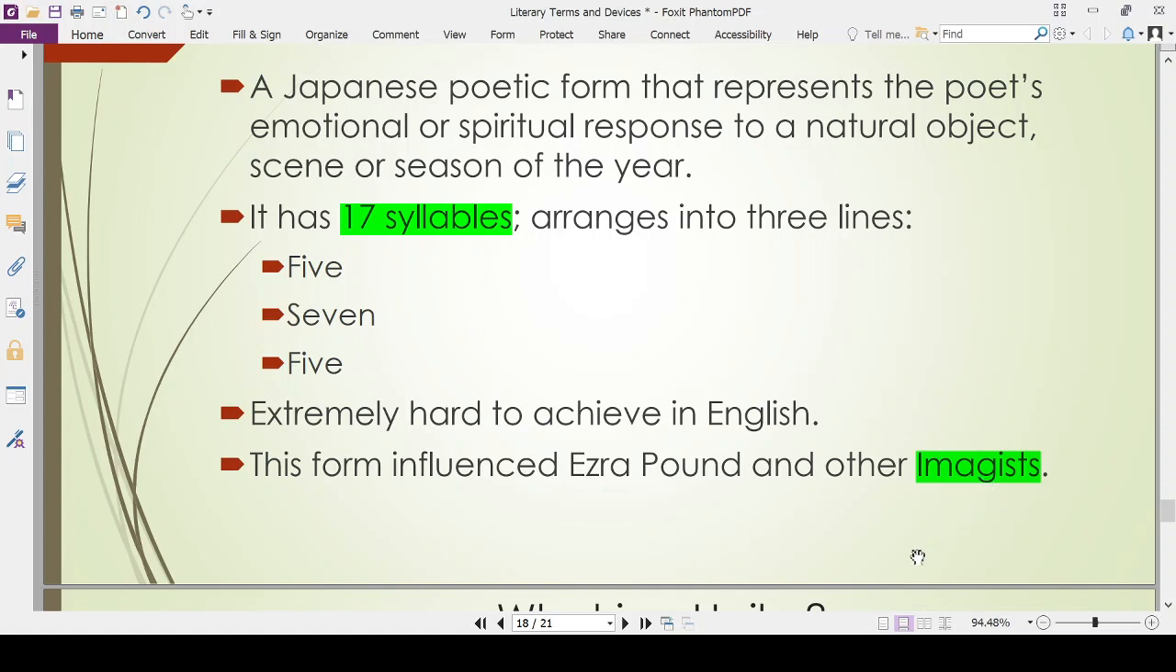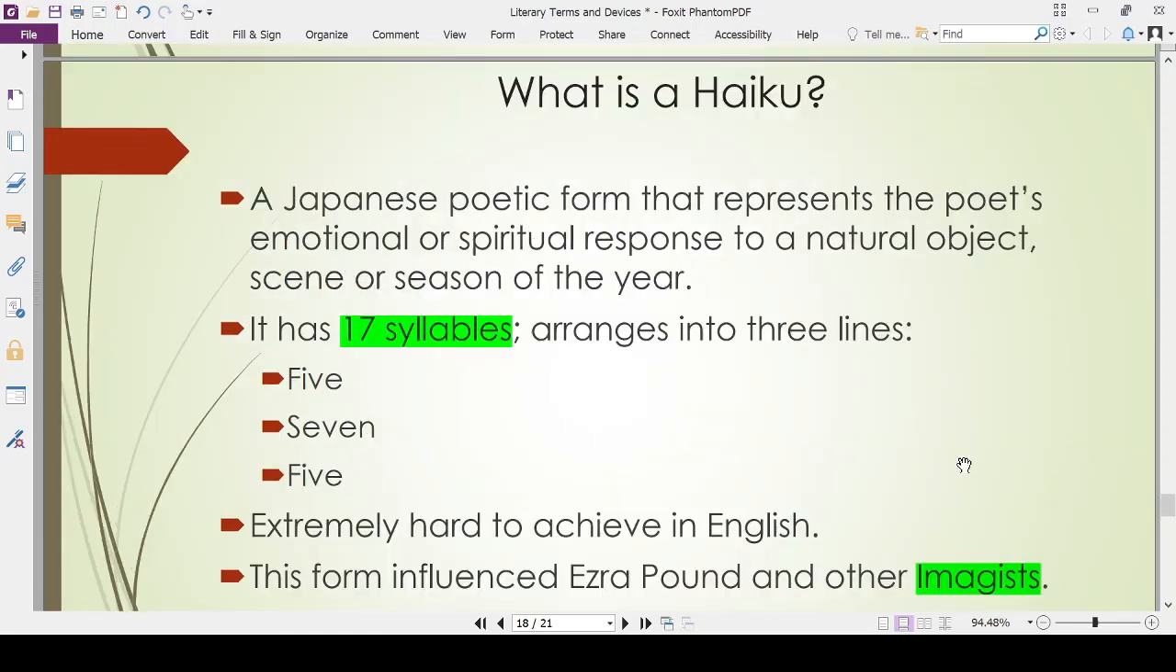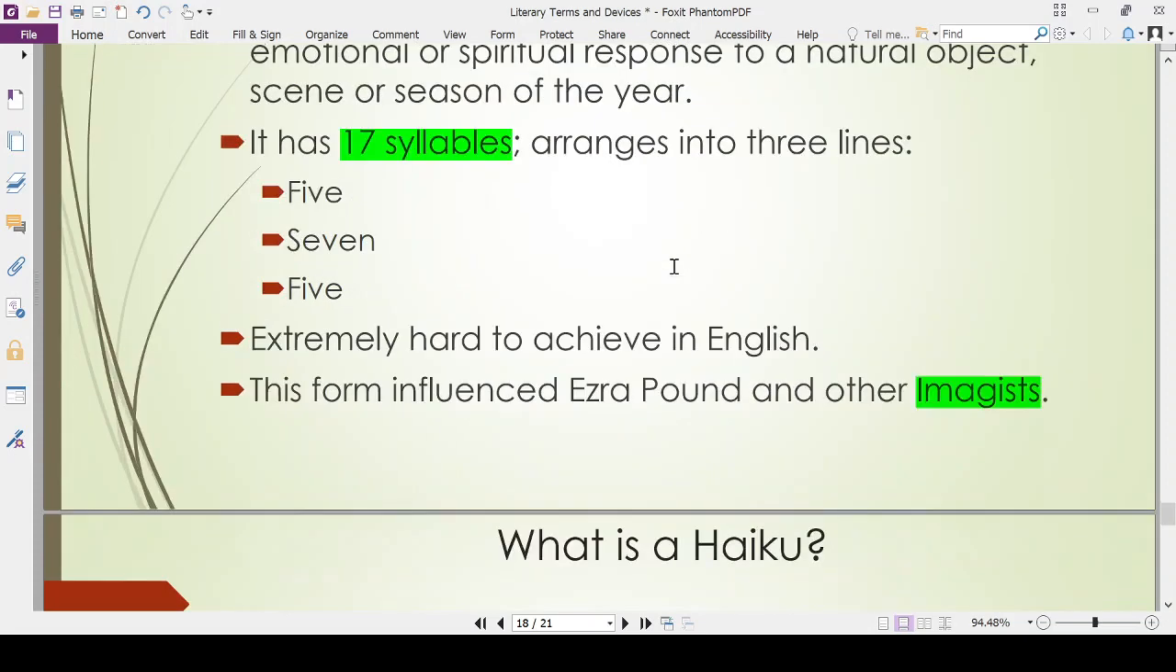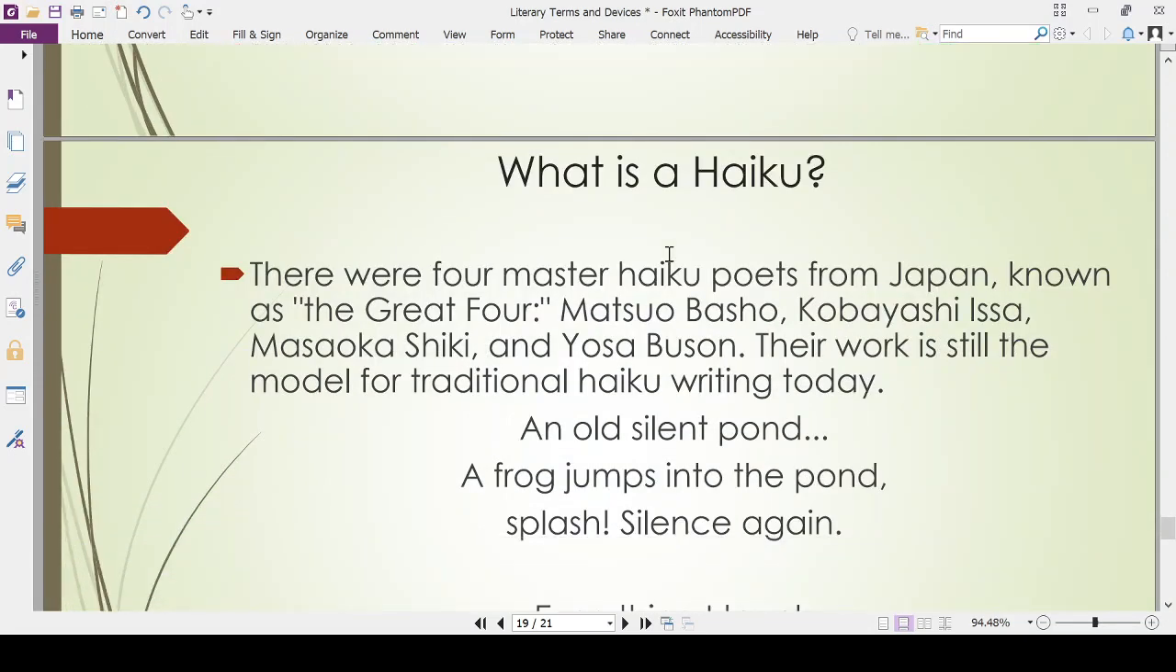And so Ezra Pound and the other imagists, who wanted to capture the essence of an image in a short poem, were highly influenced by the Japanese poetic form called haiku. In Japan there were four masters of haiku, and so they were known as the Great Four. We have Basho, we have Issa, we have Shiki, and we have Buson.